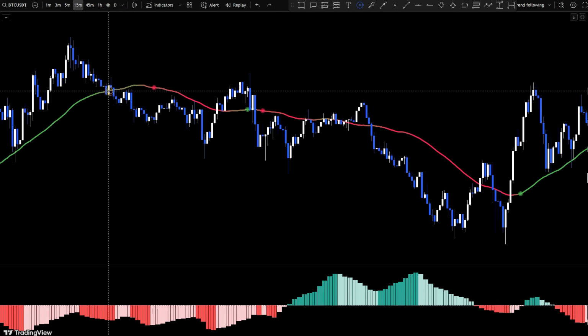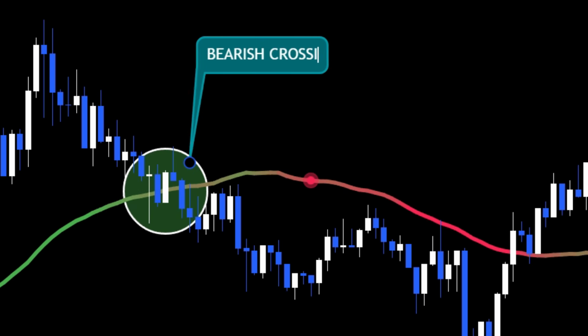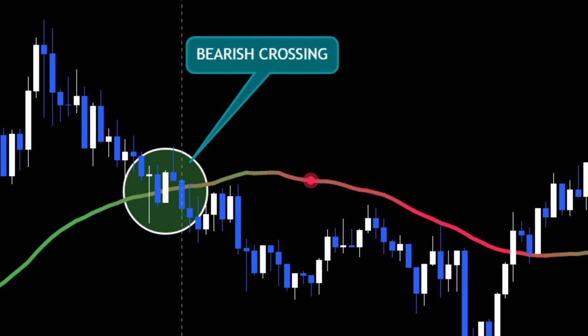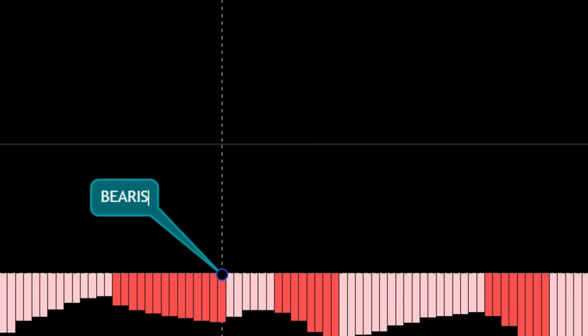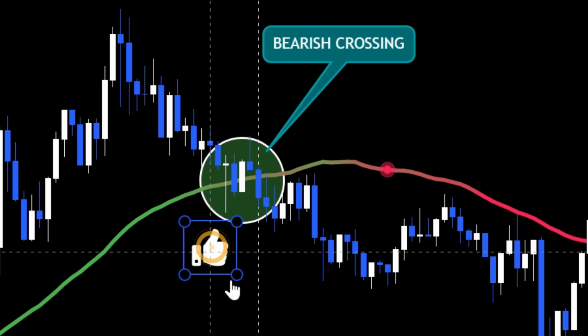And of course, it's the same for a sell signal. When the price crosses the line downwards and the MACD confirms bearish momentum, then we have a confirmed sell signal.